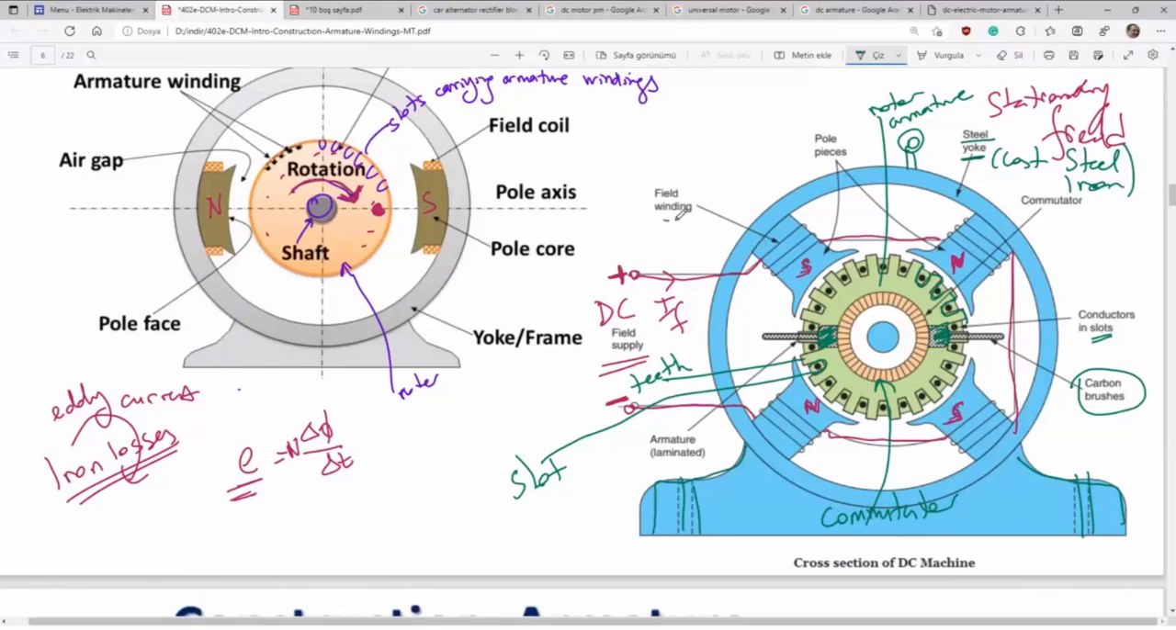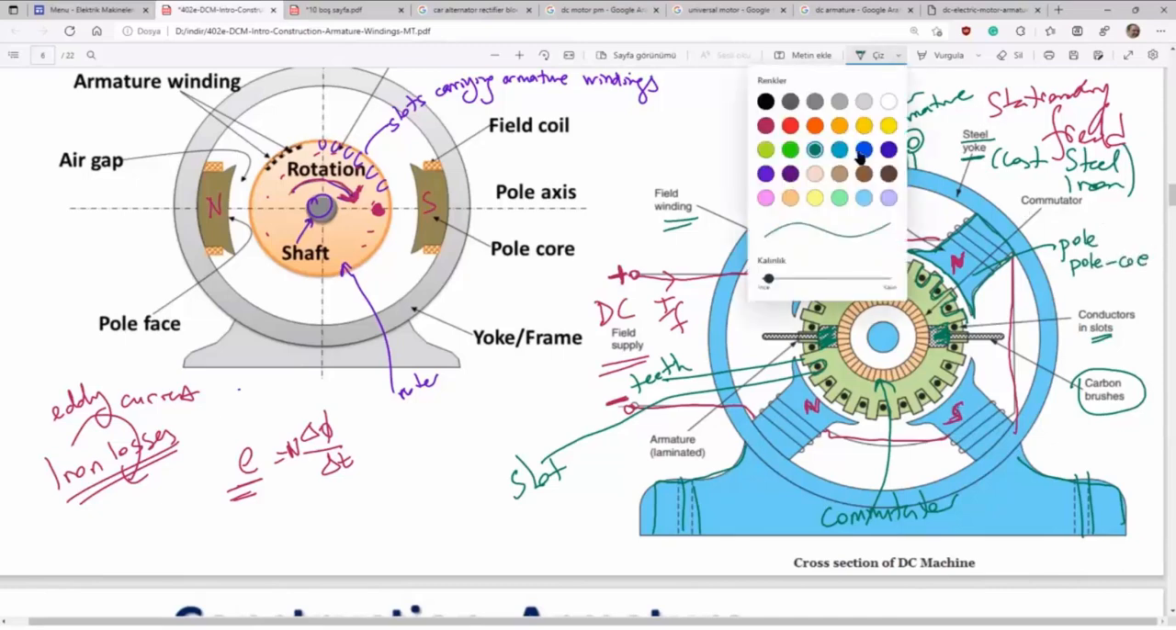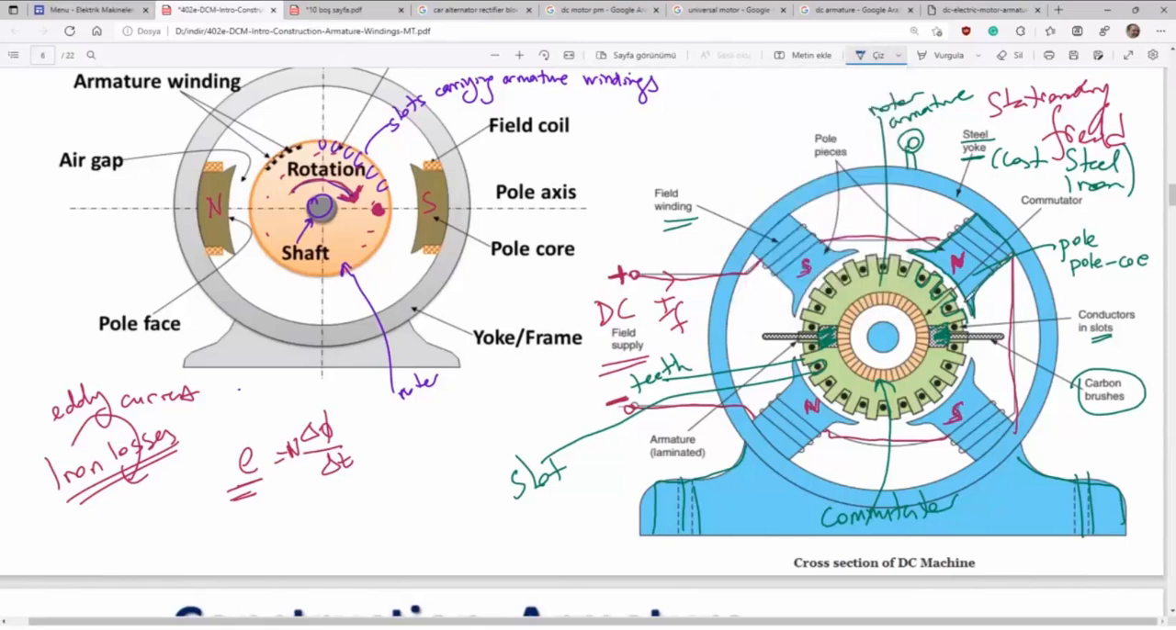Field windings, pole faces. Here you see all those called the pole core. Sometimes we say pole, sometimes we say pole core. But this part, the bottom part, is called the pole face.